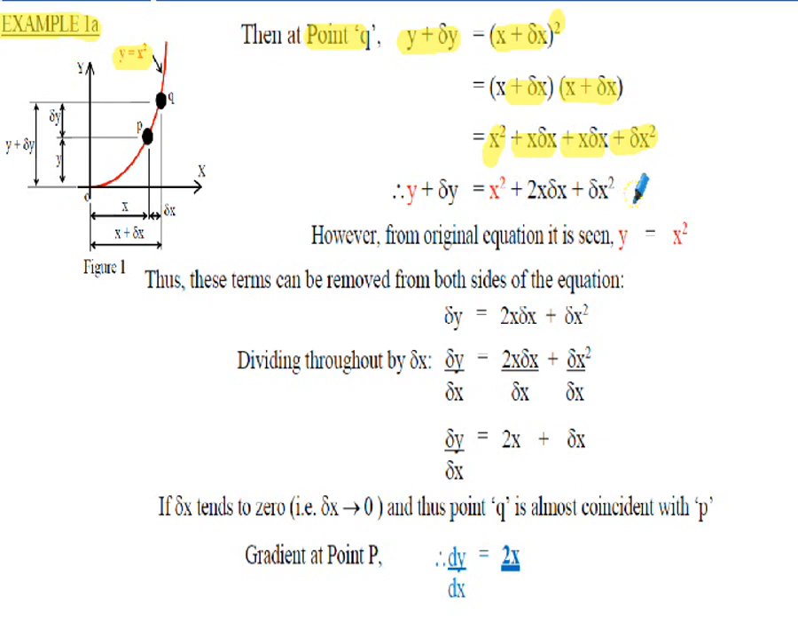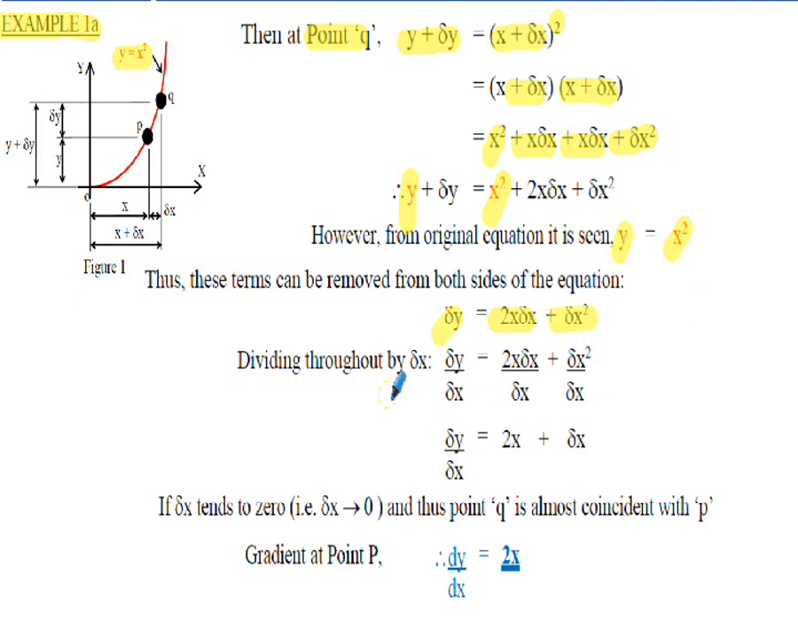Now we know from the original equation that y is equal to x squared. That was given to us in the original question. So in the above equation, I could cancel the y on the left hand side with the x squared on the right hand side because they're equal to each other from the equation initially given. So the above equation can simplify to delta y is equal to 2x delta x plus delta x squared.